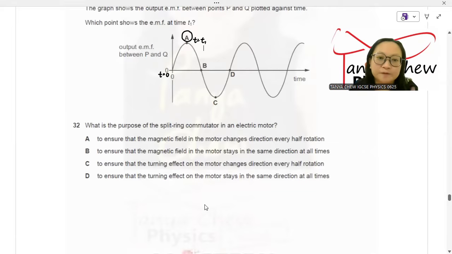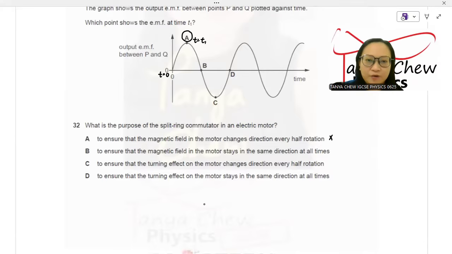Number 32. What is the purpose of the split ring commutator in an electric motor? A, to ensure the magnetic field in the motor changes direction. I don't want the magnetic field to change the direction. B, to ensure the magnetic field in the motor stays the same direction. No, this is not the function of the split ring commutator.